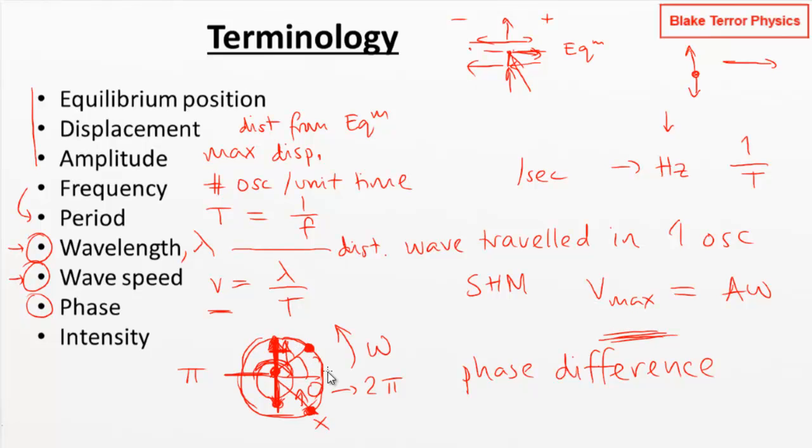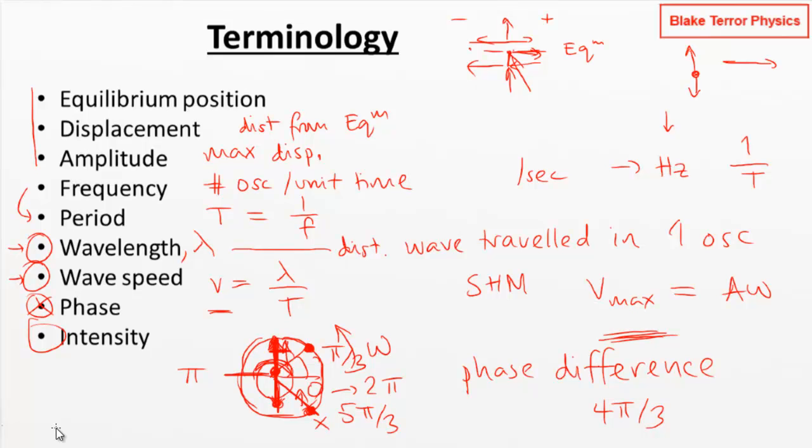One of them might be here at, say, pi by 3. This one might be all the way around here, say 5 pi by 3. What is the difference between these? The phase difference: you just subtract one from the other and say we've got 4 pi by 3 phase difference between the two of them. So it's just a good way of describing relative position within a cycle of oscillation. So that's phase. And then intensity, the last one here.